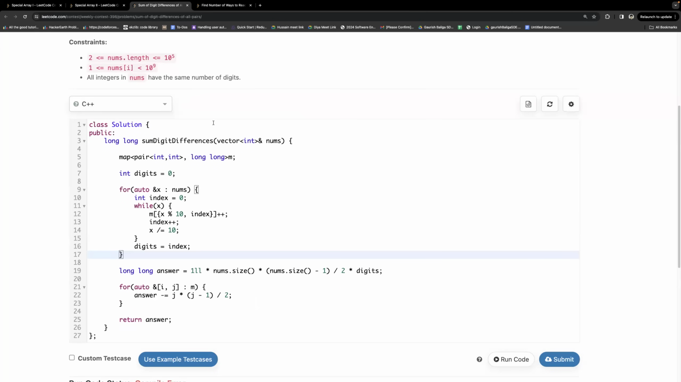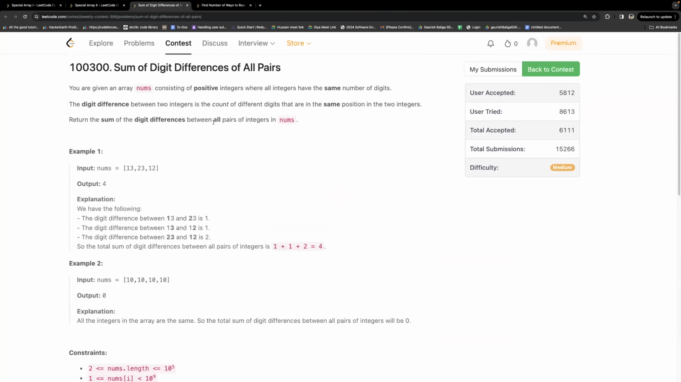Sum of digit differences. This is actually a very neat or a very good problem, right? It teaches the importance of mathematics and seems to be one of my favorite problems of this problem set. Sum of digit differences of all pairs. You are given an array nums consisting of positive integers where all integers have the same number of digits. The digit difference between two integers is the count of different digits that are in the same position in the two integers. Return the sum of digit differences between all pairs of integers in nums.